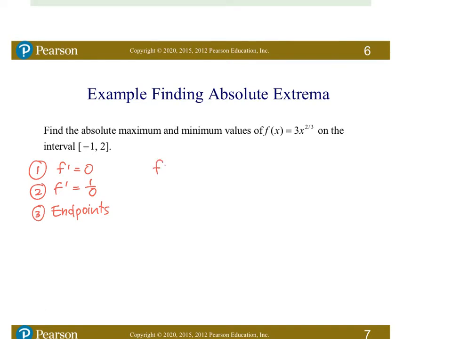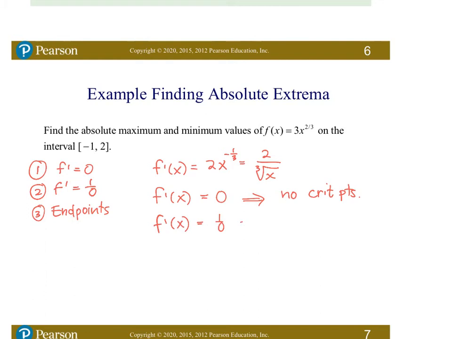So to find f prime, we use our power rule. We'll have 2x to the negative 1/3, in other words 2 over the cube root of x. When I set f prime of x equal to 0, there are no critical points because the numerator can't be set equal to 0. When I set f prime of x equal to 1 over 0, then I'm going to get the critical point x equals 0, which is in the interval. So now I'm going to check this critical point along with the endpoints.